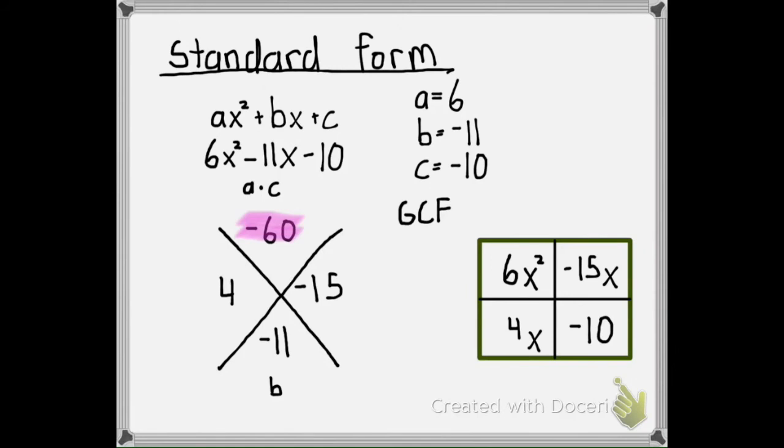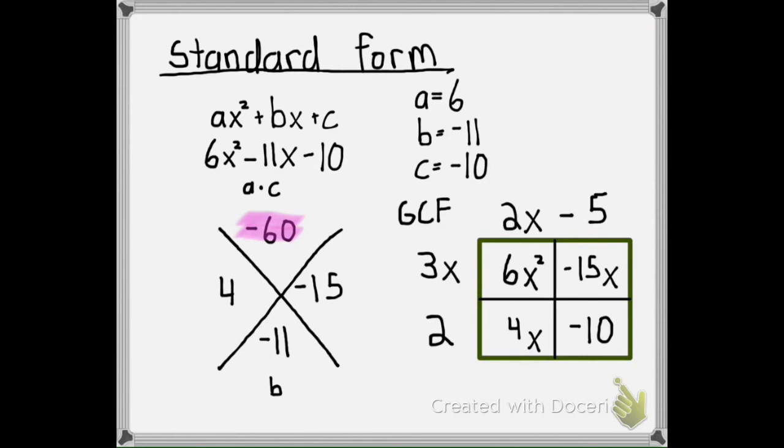Now we need to pull out the greatest common factor from these boxes. So the greatest common factor between 6x squared and 4x is 2x. Now we have to think, what times 2x gives us 6x squared? And for this example, 3x times 2x will give us 6x squared. And then 3x times what gives us a negative 15x? And for this, it would be negative 5. Negative 5 times 3 is negative 15, and then we have the x. Now, 2x times what gives us 4x?